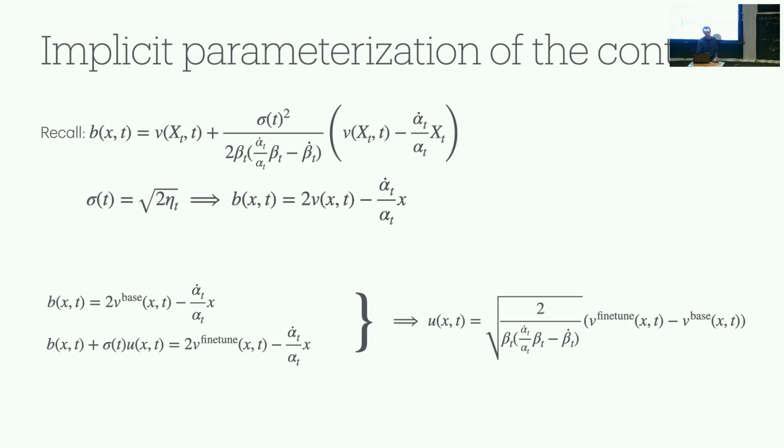So if we isolate U from these two equations, we obtain this relationship between the control U and the difference between the fine-tuned flow matching vector field and the base flow matching vector field. So when we want to fine-tune, what we're going to do is construct a control by subtracting the base flow matching vector field from the fine-tuned flow matching vector field, and then we're going to apply a stochastic optimal control solver to solve that control problem, while keeping always this equation whenever we want to evaluate the control.